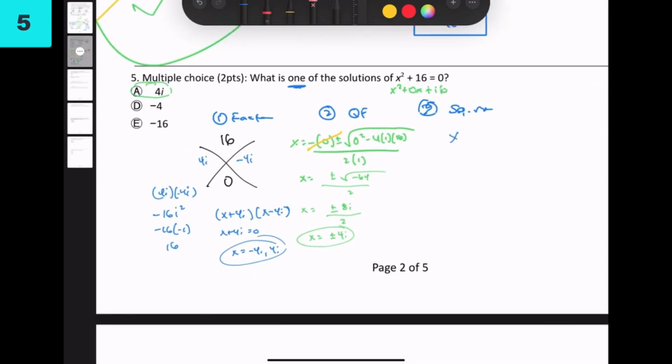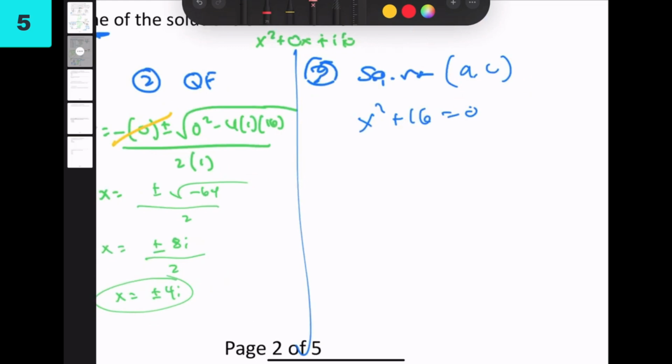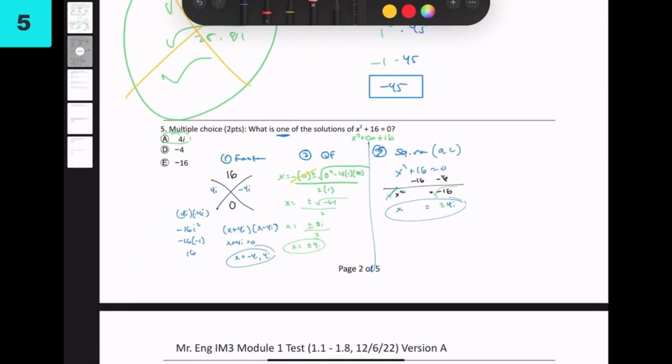The easiest method is just using x squared plus 16 equals 0. The square root method or square root property is only when you have a and c. Subtract 16 from both sides. Take the square root. When you take the square root, your next step is going to be plus or minus. These cancel. x equals plus or minus 4i. And that'll be your two choices there.